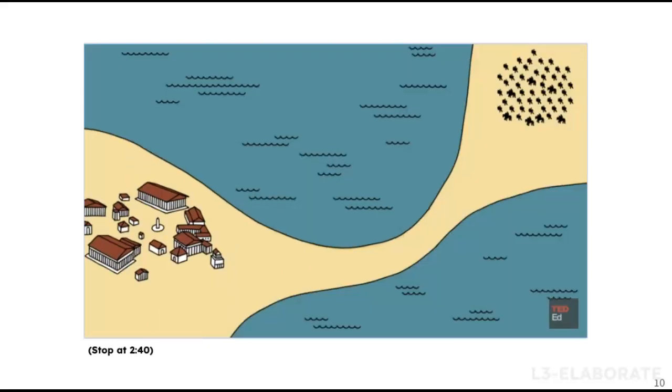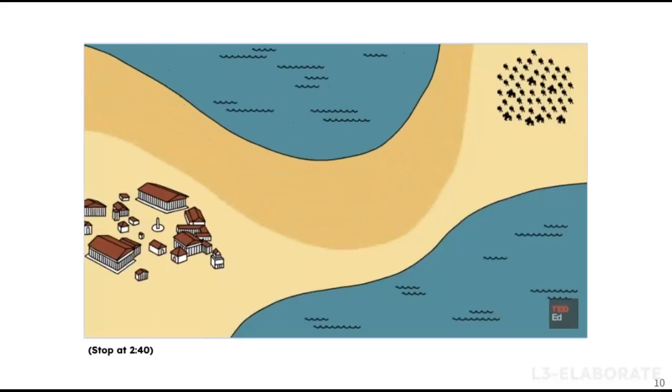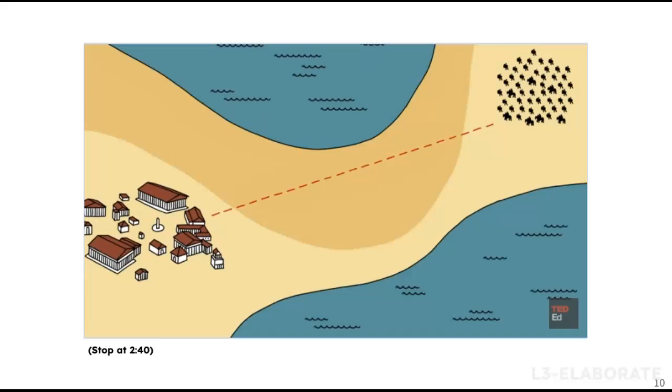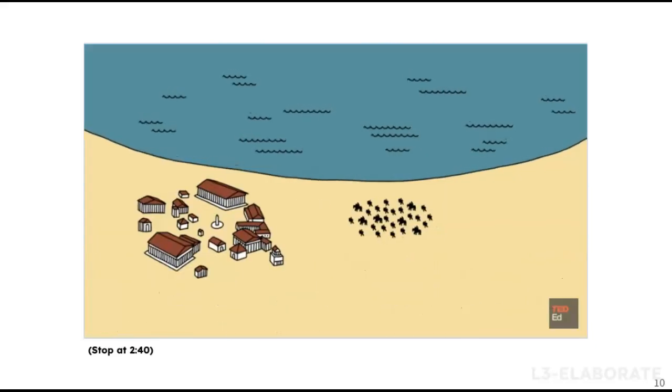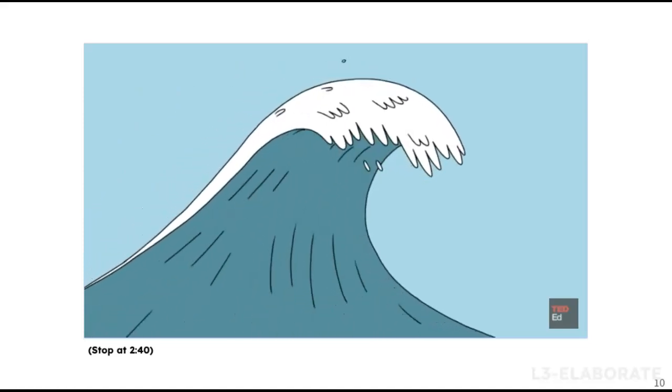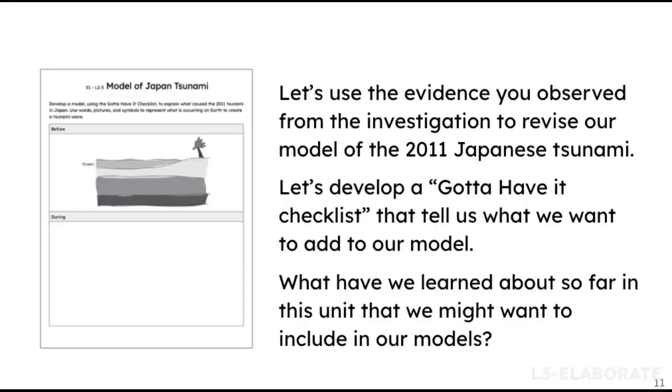For the Elaborate portion, you'll show students a video that reinforces how tsunamis form and explains why tsunami waves gain height when they reach shore. You'll then complete your summary chart discussion. You'll have students revise their tsunami models on the Model of Japan Tsunami student journal page. As students revise, you'll circulate and take note of what pieces of the Gotta Have It checklist students are adding and any areas they may need additional support with.